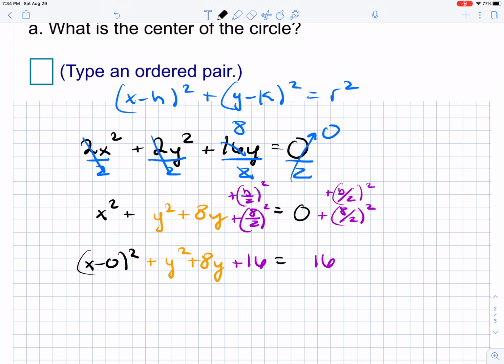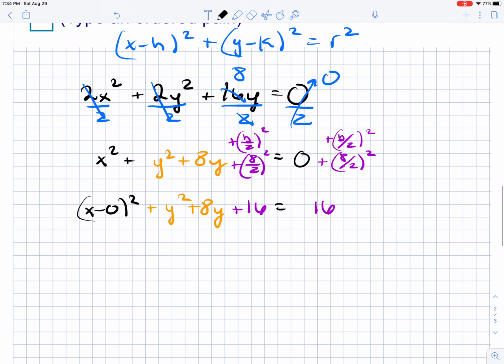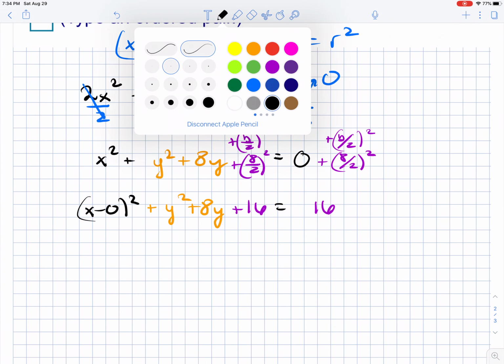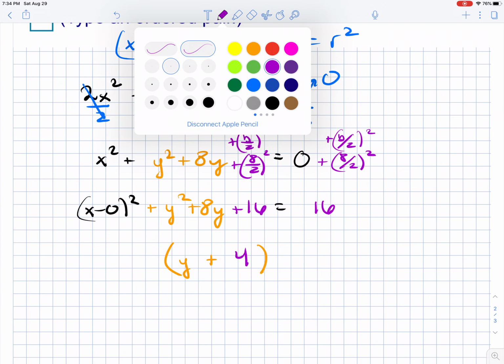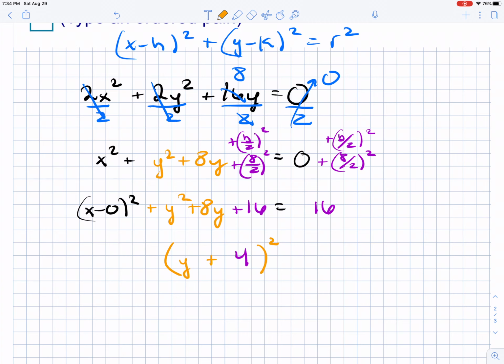Now in this form, we can factor the orange and the purple. We should be able to factor them into something of this form. We're going to have y plus 4, and that's going to be squared. And then everything else can just come down. Notice that 16 is 4 squared.